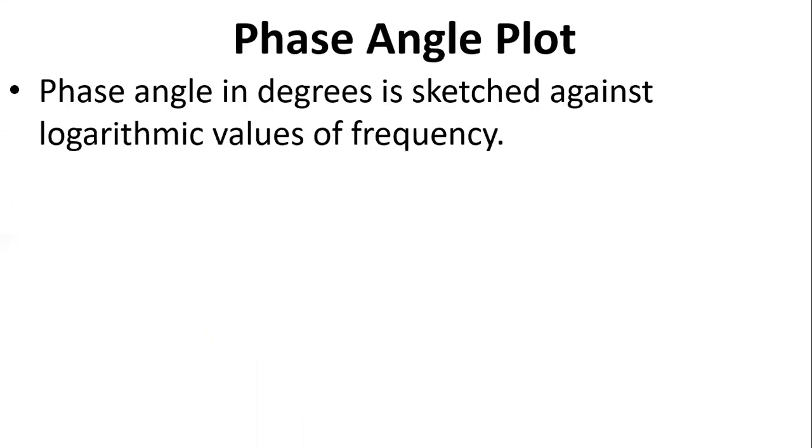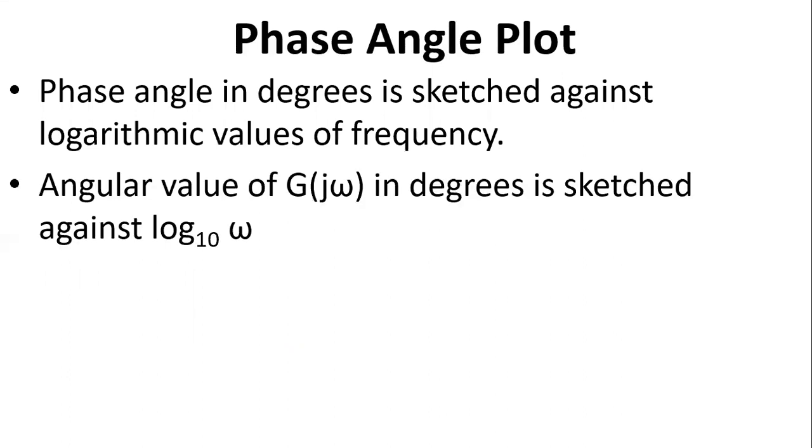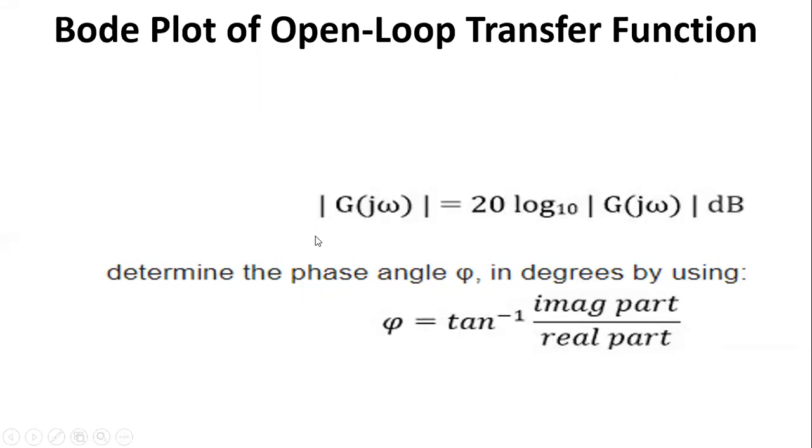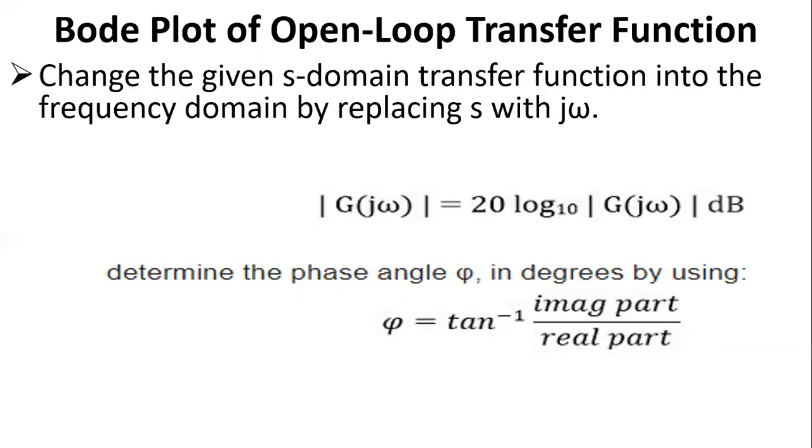Then we have the phase angle plot, where the phase angle in degrees is drawn against the logarithmic values of frequency. Here the angle of G(j omega) in degrees is sketched against log omega base 10. The figure here represents the general phase angle plot, with angle of G(j omega) on the y-axis and log omega base 10 on the x-axis. The Bode plot is also known as the logarithmic plot as it is sketched on a logarithmic scale. It represents a wide range of variation of magnitude and phase angle.